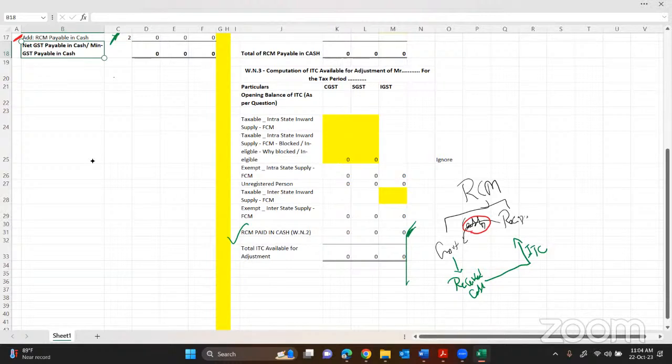My dear, whoever has posted this doubt, are you comfortable? You're able to understand this provision, my dear?